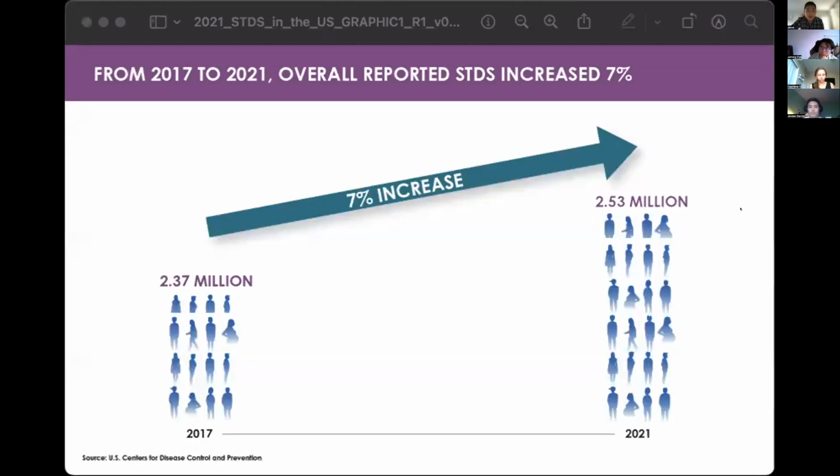Now that we've discussed more about what STDs are and some symptoms, we can go ahead and look into some more statistics. So I'm going to show you another graph from the CDC. So they did a study, and you can see here from 2017 to 2021, the overall STDs that were diagnosed increased 7%. So you'll see at the bottom left in 2017, 2.37 million individuals were diagnosed with STDs, and that increased to 2.53 million. Now, with the CDC, they continued the study, and in 2020 to 2021, they noticed that the amount of cases that were reported skyrocketed.